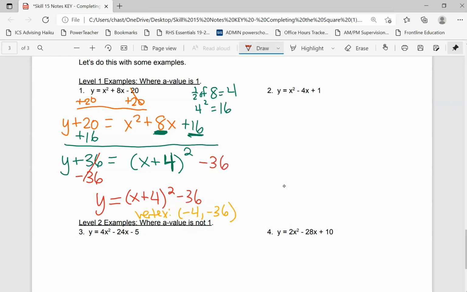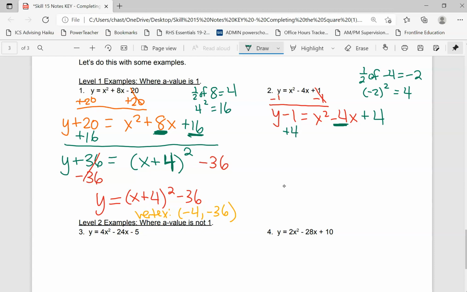All right, let's try another example. So on this one, we're going to move this one over to the other side. So we get y minus 1 equals x squared minus 4x. Again, our x squared is just a 1 in front of it, so we do not have to factor anything out. So what we're going to do instead is complete the square. So we take this b term here, half of the b term, so half of -4 is -2. And then we have to take that -2 and square it, so we get a 4. So we're going to add 4 to both sides of our equation.